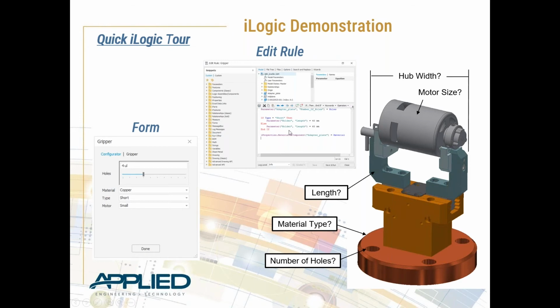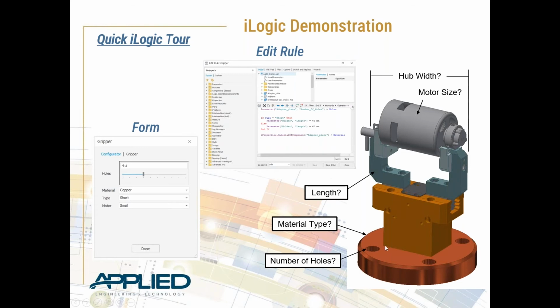So in the middle area here is the actual rule editor. On the left section is what's called your various types of snippets. With every version of Inventor that comes out, Autodesk keeps adding to all these various folders that have different types of snippets in them.